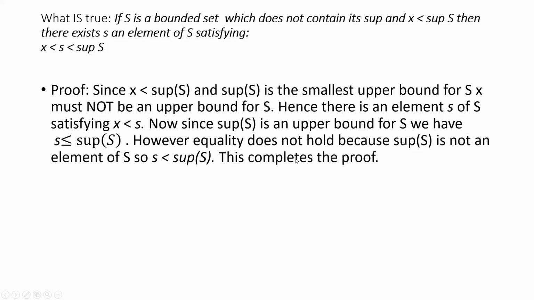So here's the proof. Since x is less than sup S, and sup S is the smallest upper bound for S, x must not be an upper bound for S. So there must be an element s in S which is bigger than x. Now, since sup S is an upper bound for S, we have s is less than or equal to sup S. Upper bound means you're greater than or equal to everything in the set. But the equality doesn't hold because sup S is not an element of the set S, and little s is an element of the set S. So little s must be strictly less than sup S, and that completes the proof.